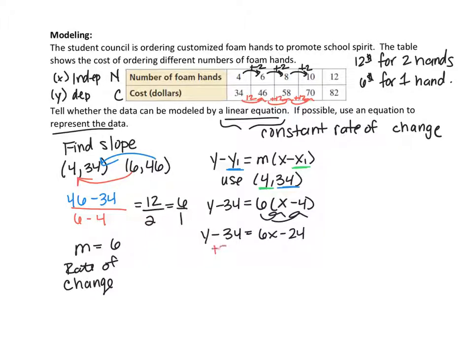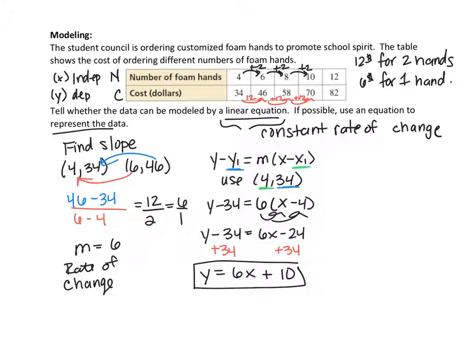And then to get the y by itself, you want to add 34 to both sides. So it looks like it's going to be in y equals mx plus b form. So y is equal to 6x plus 10. So this would be your answer in slope-intercept form.